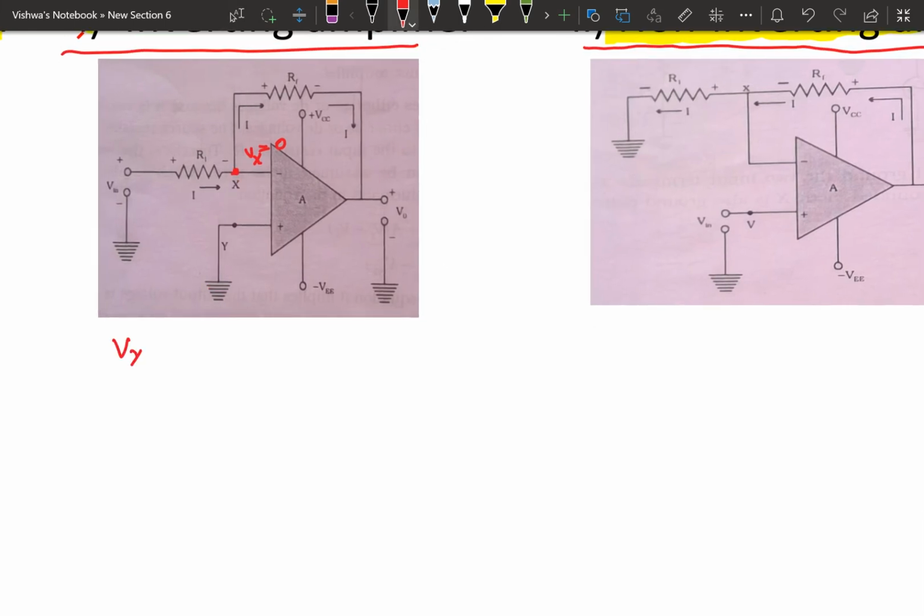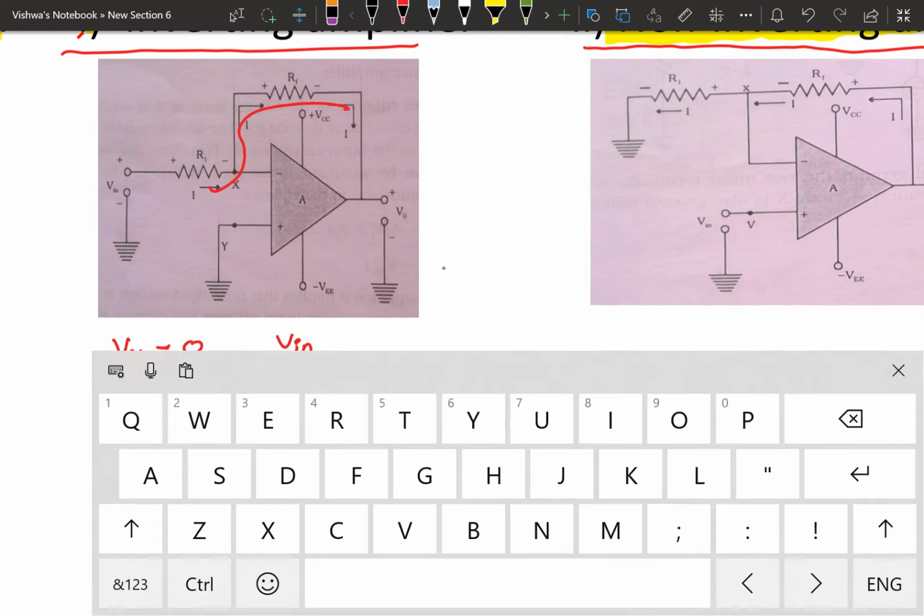So Vx is 0, and Vin is provided to the inverting terminal. Now the current is flowing in this circuit through the feedback path. The current is not flowing through the amplifier, because the op-amp has infinite resistance. If it is infinite resistance, it can't allow the current through, so the current flows in this way.